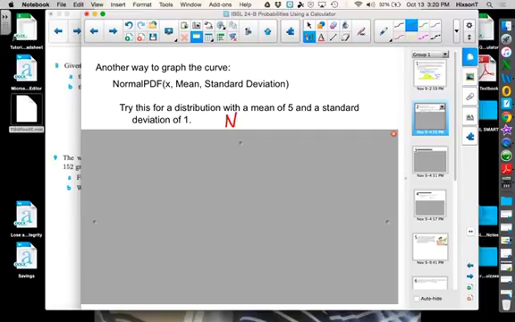We should find the normal PDF in your distributions. Remember when we had binomial PDF and binomial CDF? It's in that same menu there. On the Inspire, again, you can just type in norm PDF. Then you put the X in that first spot, and the mean is 5, and 1 for our standard deviation.